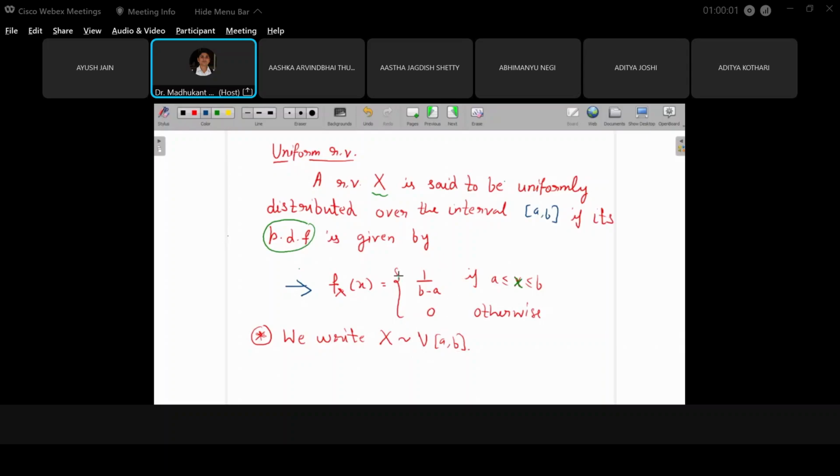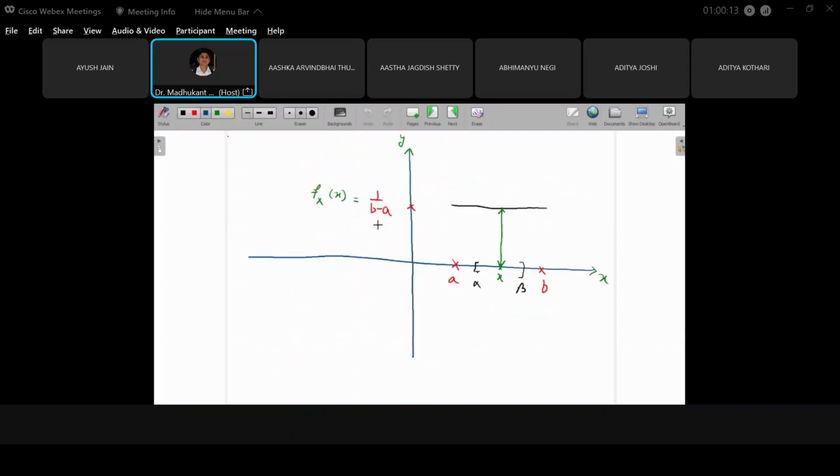Now if you draw the picture of this, how does it look? It's a line. So you are taking this x over the closed interval [a, b], and here you have this y, which is f_X(x). What is the curve? It is nothing but this line, y equals 1 by (b minus a). If you look at the distance, everywhere it is uniform.